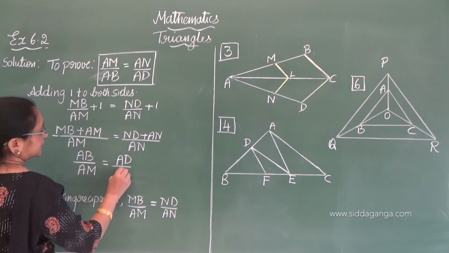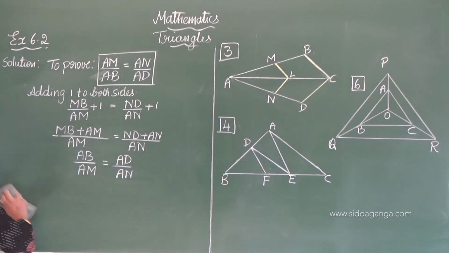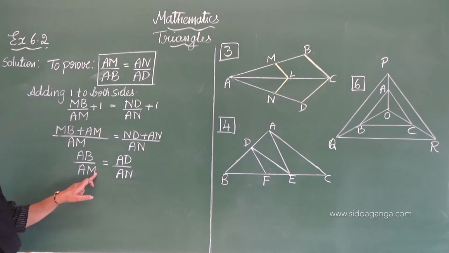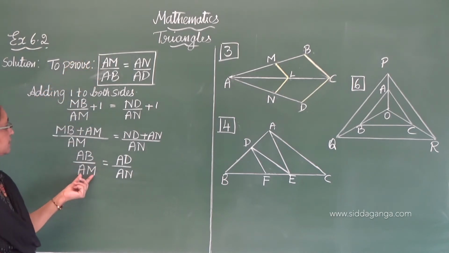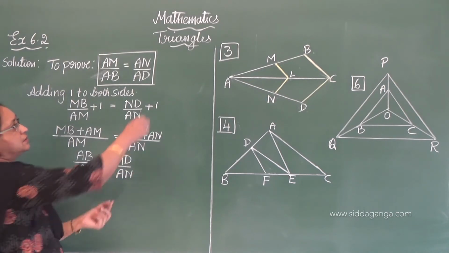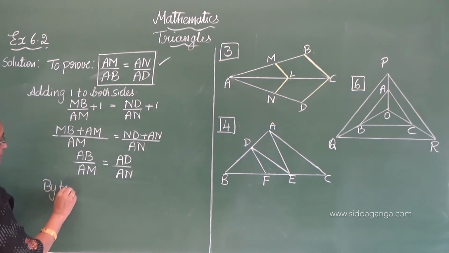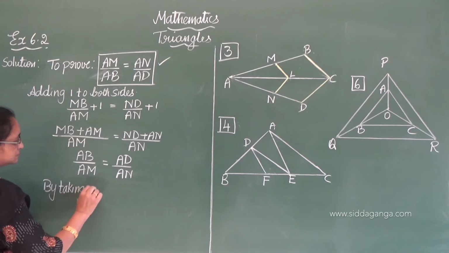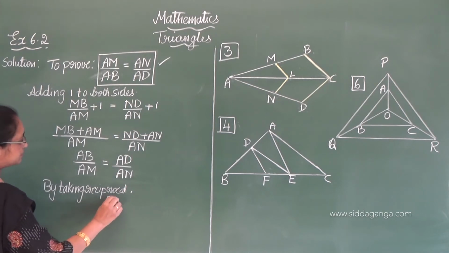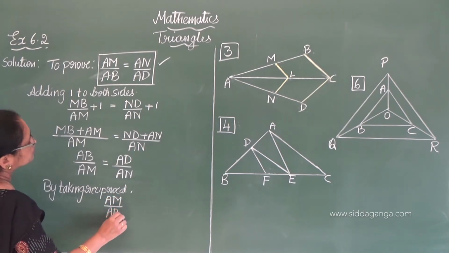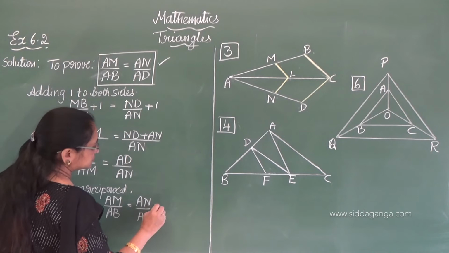So, AD by AN. Okay, I hope it is clear. Now, so again the end result is not like this. How is the end result? Again we have to take the reciprocal. See here, AB by AM is equal to AD by AN, but we need this result. So what I will do? I will take again reciprocal. By taking reciprocal, AM by AB is equal to AN by AD. Hence proved.